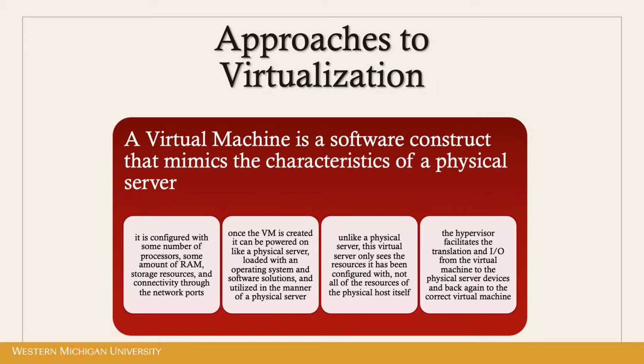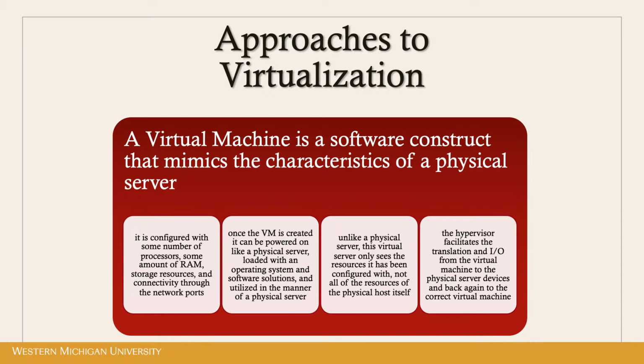Now we got some different approaches to virtualization, right? A VM, it's just a software construct, and it's going to mimic the characteristics of a physical server. We'll configure it to virtualize some number of processors, some amount of RAM, some amount of storage resources. Once we create the VM, we can power it on just like a physical server, load it up with an operating system, software solutions, whatever we can do on a regular physical server, we can do on this virtual machine.